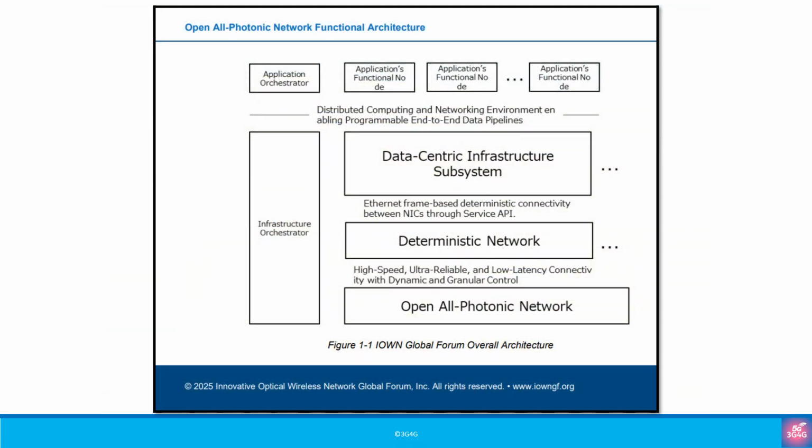Finally, it is worth emphasizing that the IOWN Global Forum consistently uses the term open alongside APN to highlight the importance of openness and ecosystem collaboration as shown in the architecture diagram. This reflects the forum's commitment to open standards, interoperability, and cooperation across vendors, operators, and research organizations. As you may have noticed, the IOWN Global Forum's overall architecture includes not only the All-Photonics Network but also the data-centric infrastructure and the cognitive foundation.